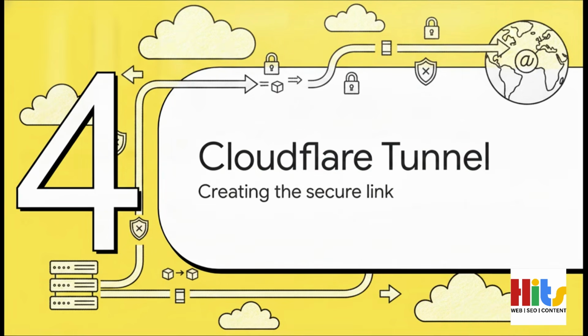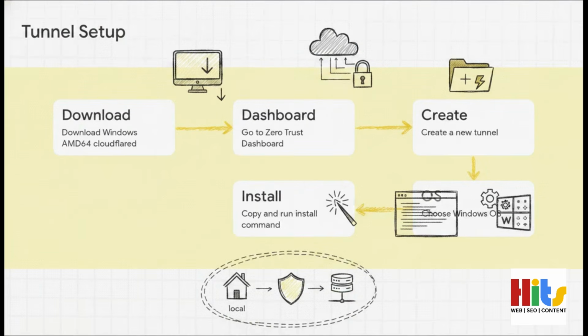Section 4. Building the Cloudflare Tunnel. Creating the secure link. Deploying the tunnel itself is a highly structured 5-step execution straight from the Cloudflare dashboard. First up, download the Windows AMD64 Cloudflare executable. Second, log into your Cloudflare Zero Trust dashboard and navigate to Networking, then Tunnels. Third, click to create a new tunnel and name it something you'll easily recognize, like My Local Server.